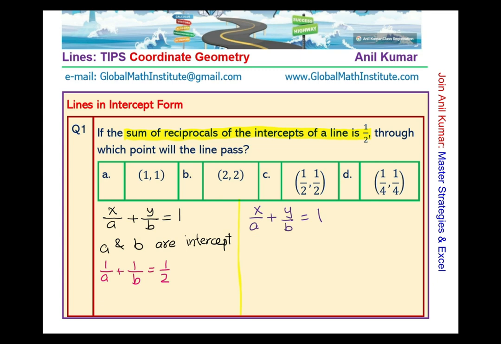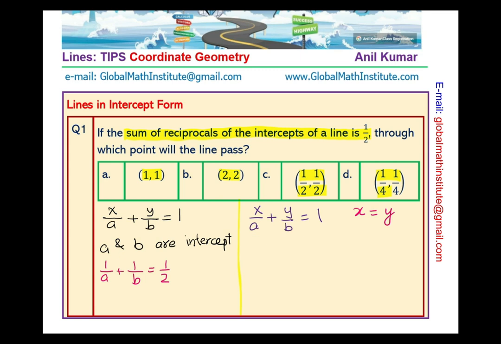Now, in the choices given, you'll observe one thing, and that is that the x and y values are the same, right? So, in all options, we have x equals y. Makes sense, right? So, it's a very minute observation which makes all the difference in getting this answer right, and it makes a huge difference to beat the competition.